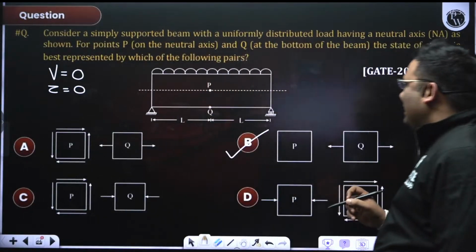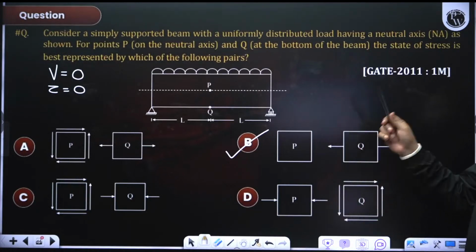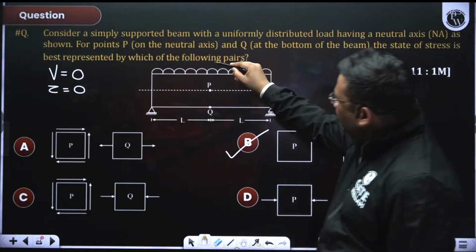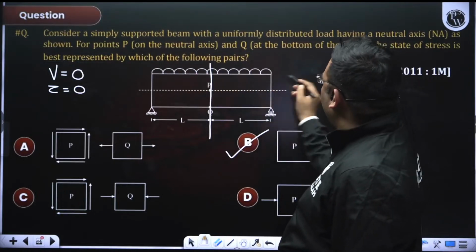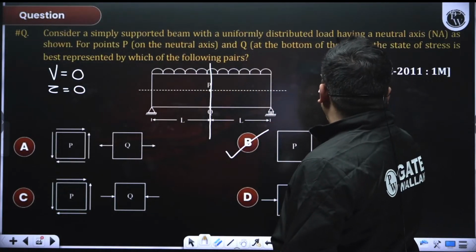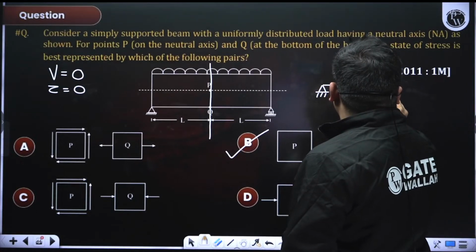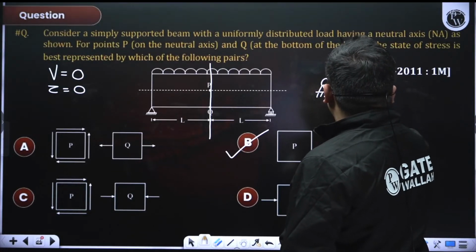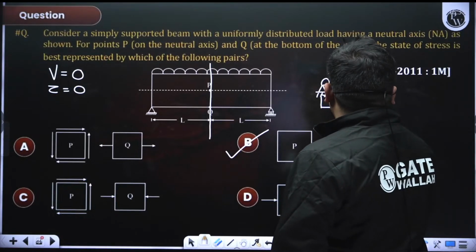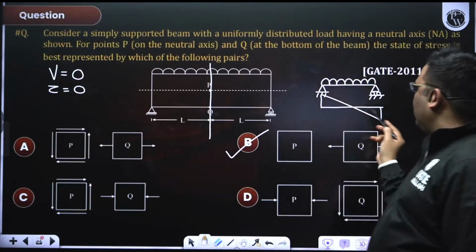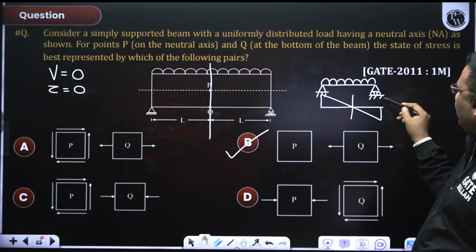Yes. There is only one option where shear stress is 0 in both P and Q, because P and Q both lie at mid-span, and shear force is 0, because when we have a UDL acting, the shear force distribution is this. So SFD is this. So here shear force is 0.